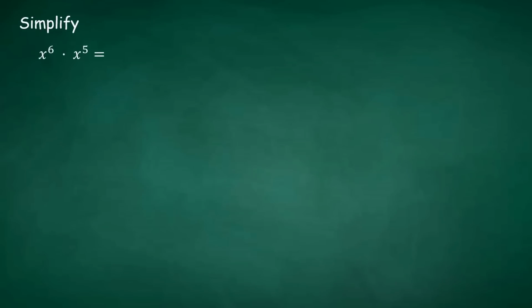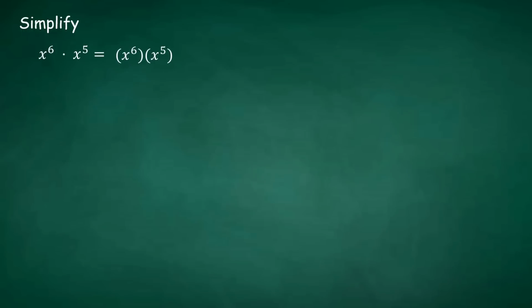Simplify x raised to the power of 6 times x raised to the power of 5. The rules tell us to add the exponents, but when we started algebra, we had trouble keeping the rules straight, so we just thought about what exponents mean. The x raised to the power of 6 means 6 copies of x multiplied together, and the x raised to the power of 5 means 5 copies of x multiplied together.